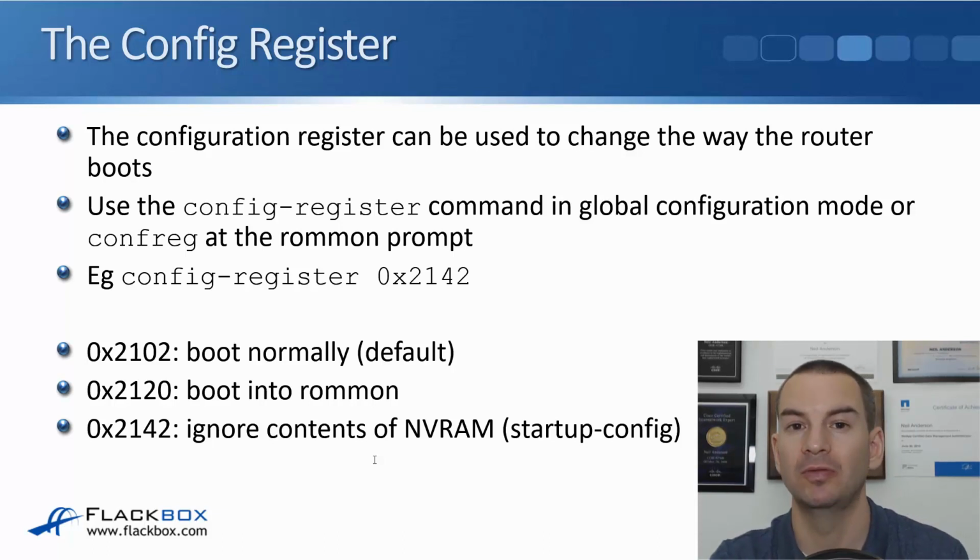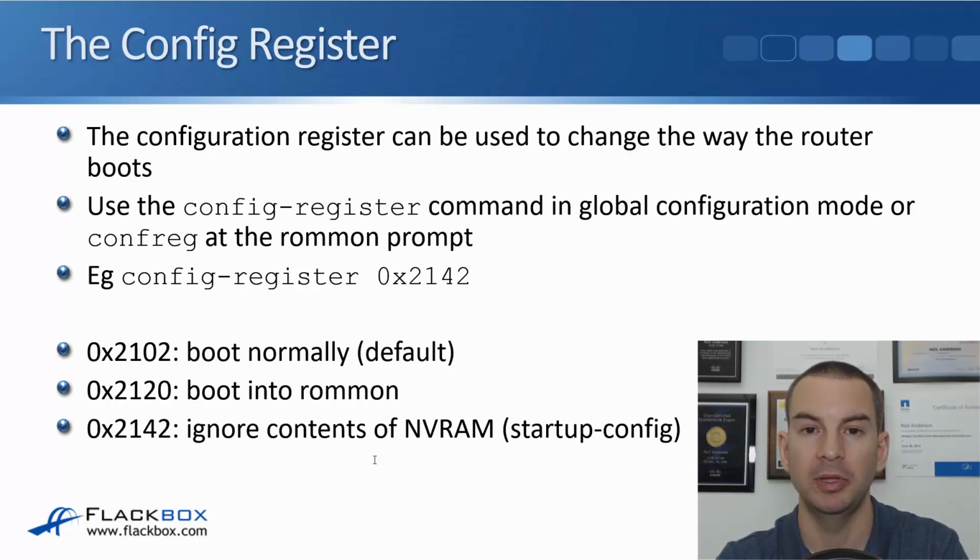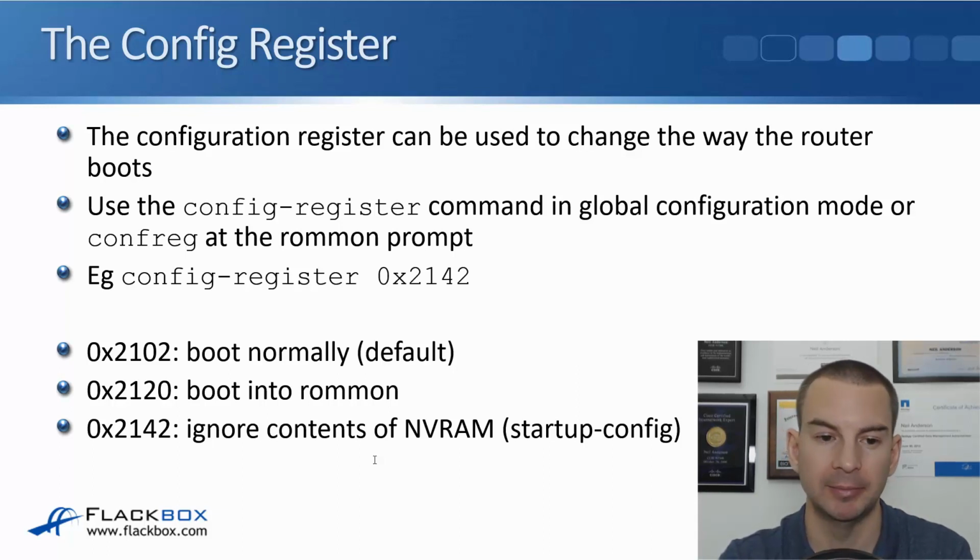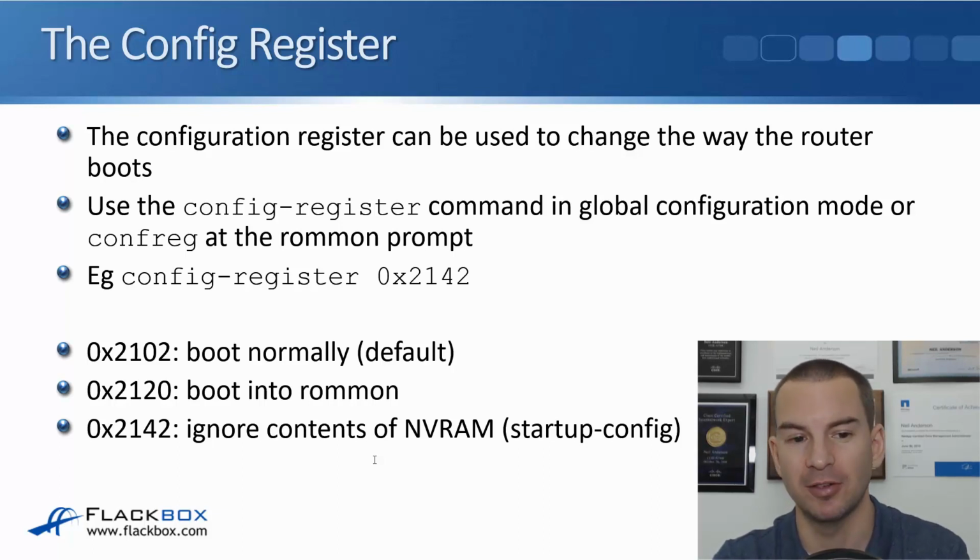There's several different configuration registers that you can use, probably the three most useful. First is 0x2102. That should be the default. The device will boot normally when that is the setting. Next one is 0x2120 will boot into ROMMON mode, and lastly 0x2142 will ignore the contents of NVRAM while booting, so it will ignore the startup config. Now there are other settings you can use as well, which will mostly change the baud rate, like the rate at which you connect to the device. I can't really think of any reason you would want to do that, so these are the three that you would commonly use.